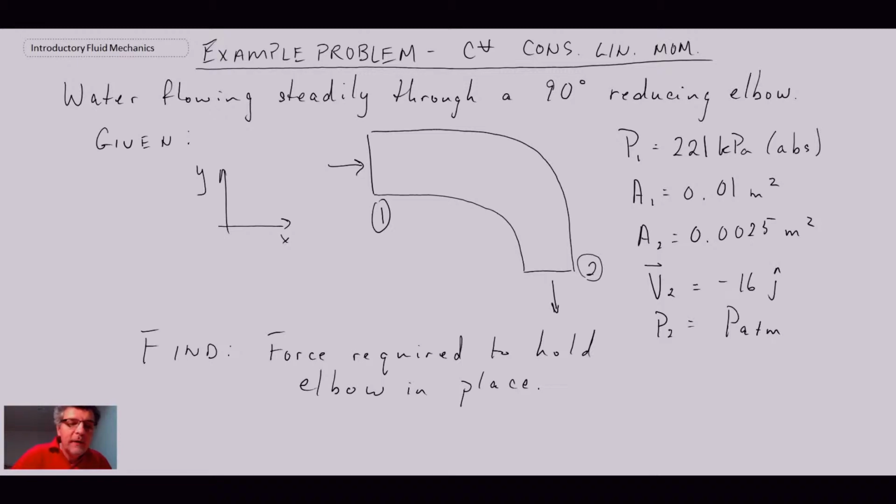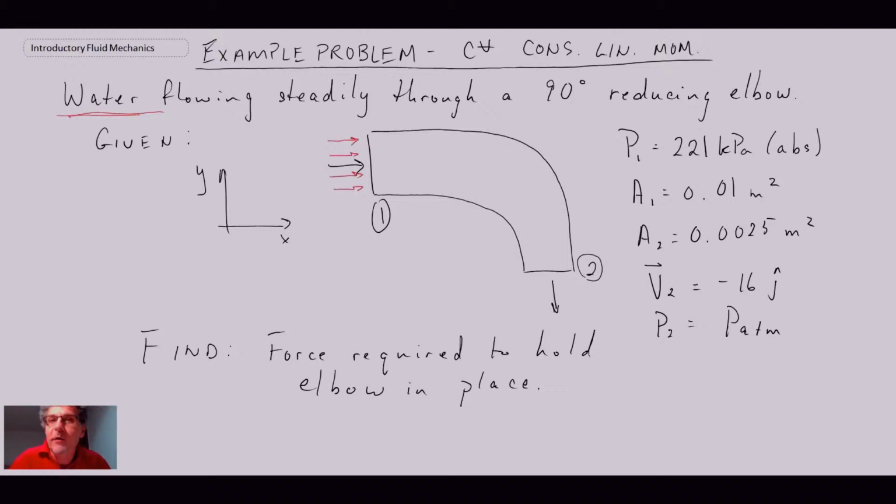What we have is a reducing elbow. Essentially, we have liquid. What is the liquid? The liquid, I believe, was water. Where does it say? It says right here. Okay, so we've got water coming in, flowing in this direction here. Uniform flow, and then it is flowing out.